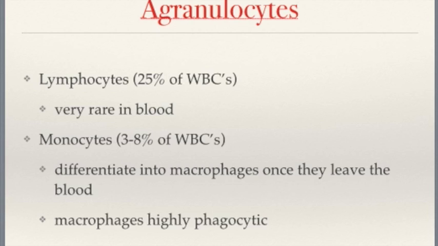All right, 2 types of agranulocytes. Lymphocytes are fairly common. They comprise 25% of white blood cells, but they are not commonly found in blood. They're very rare in blood. They reside instead in our lymph vessels, our lymph system. Lymphocytes play a variety of roles in our immune response.